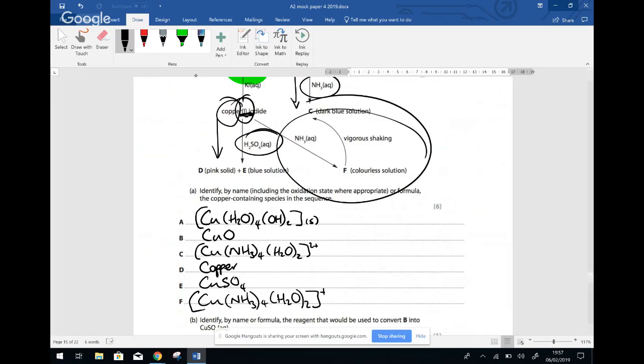So what I've done is I've given the dark blue that I knew it was going to go to upon shaking. I've given that again, but this time I've put it as a +1. Because remember, in order to be a color in transition metals, you need an incomplete D subshell, and copper 1 is full. It's colorless. So any copper complex with ammonia in it would have got you that mark as long as it was +1.